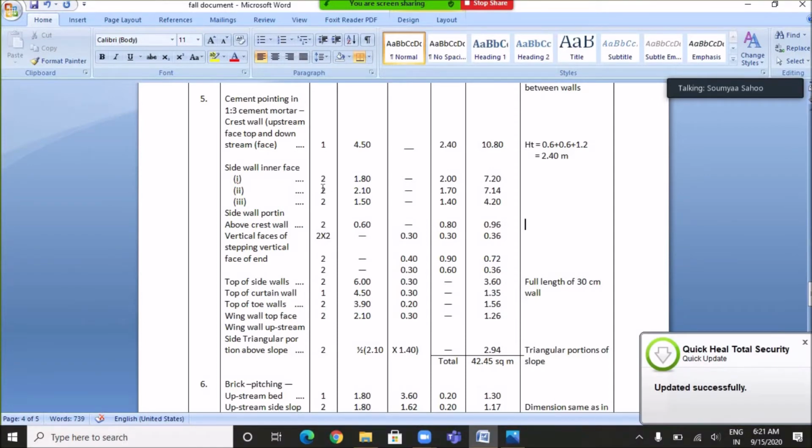So the number will be 2, the length will be 2.1 meter and the height will be 1.7 meter and the quantity will be 7.14 square meter.